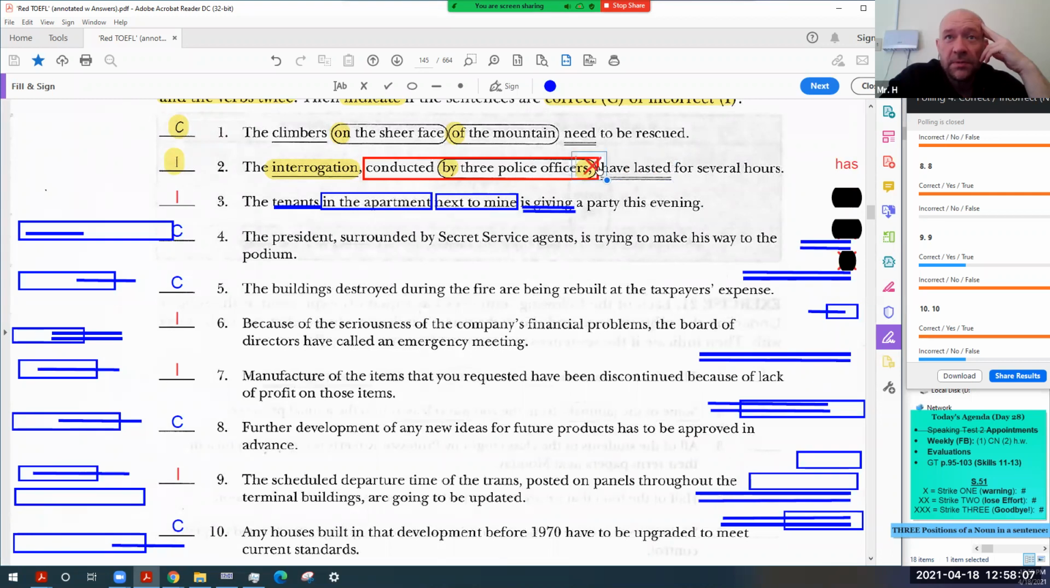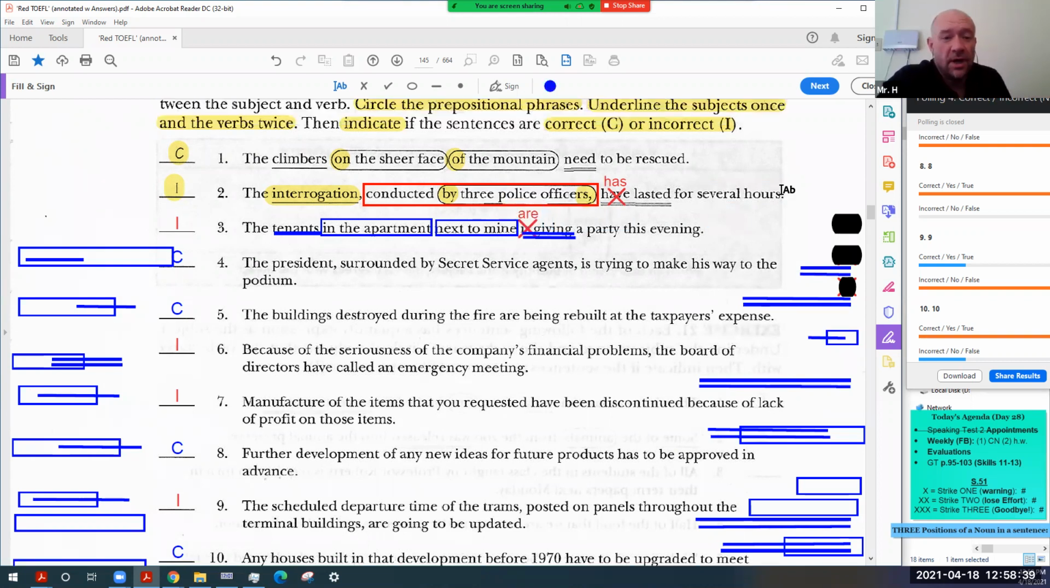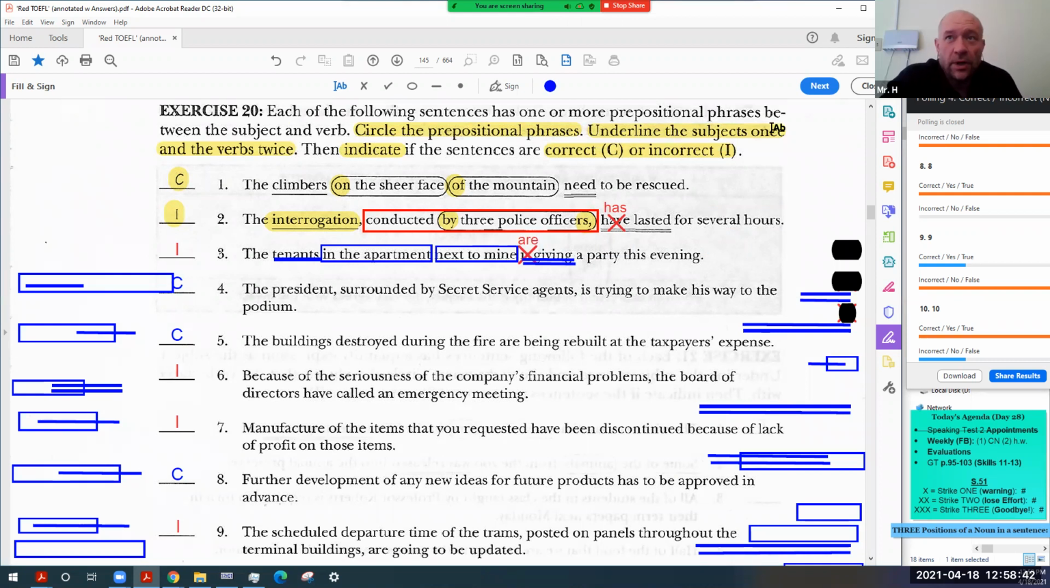So I'm going to fix the one up here, and then I'm going to fix the one down here. Okay. Is, change it to are. Oops. Not has. Should be what? Are. All right, here we go. Tenants next to mine are giving a party this evening. All right, good. Sultan, how about number 4?